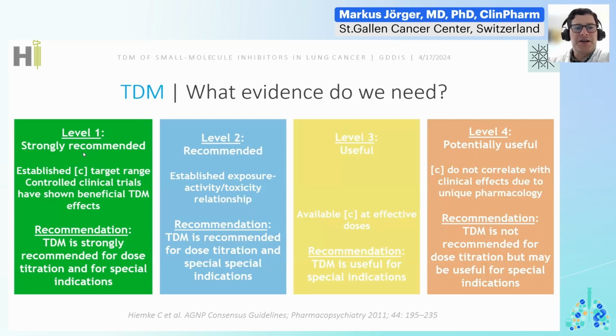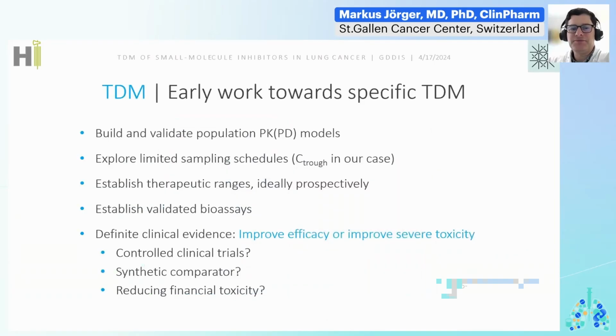You can see strongly recommended level 1 here. The guidelines ask for controlled clinical trials. It's of course very important. Then level 2 would be established exposure activity toxicity relationship. So I think today probably this is still valid. Of course, there is a lot of discussion, early work, but what do we need as a basis before we go into validation of TDM or building up clinical trials.